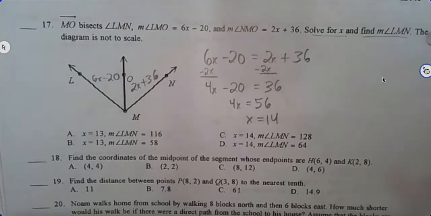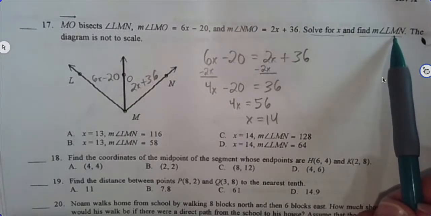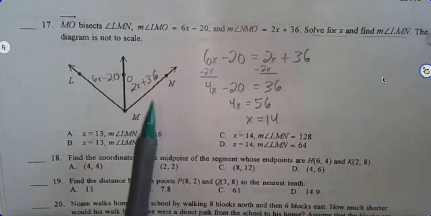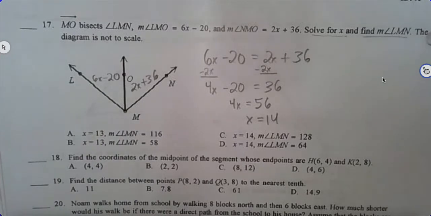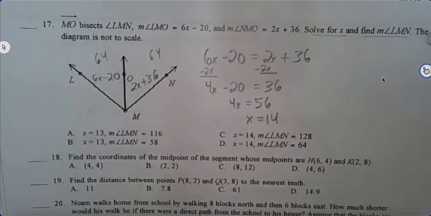That's the first part. Then what did it want? Read the directions. Find LMN. Which angle is that? The whole thing. Find the whole angle. So I'm going to plug in 14. It doesn't matter which one. 6 times 14 minus 20. If this one's 64, what's this one? 64. And what's the whole thing? 128.